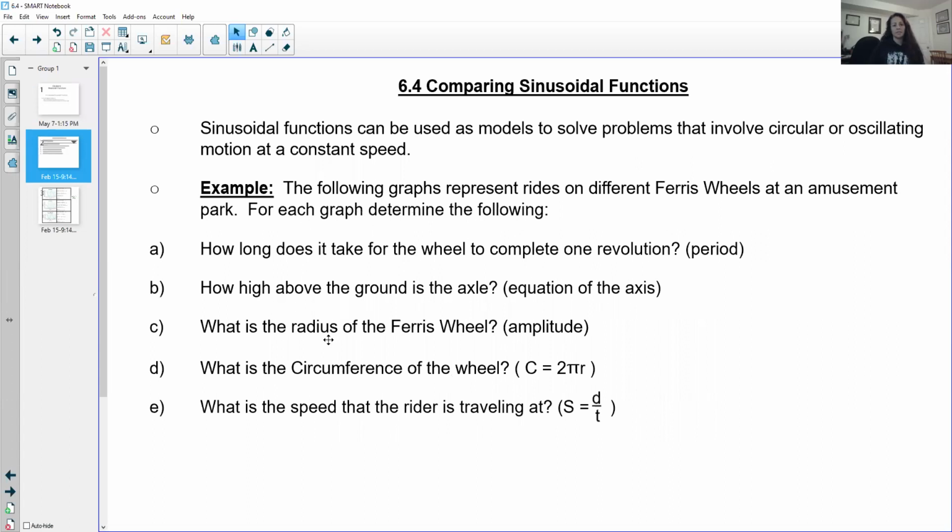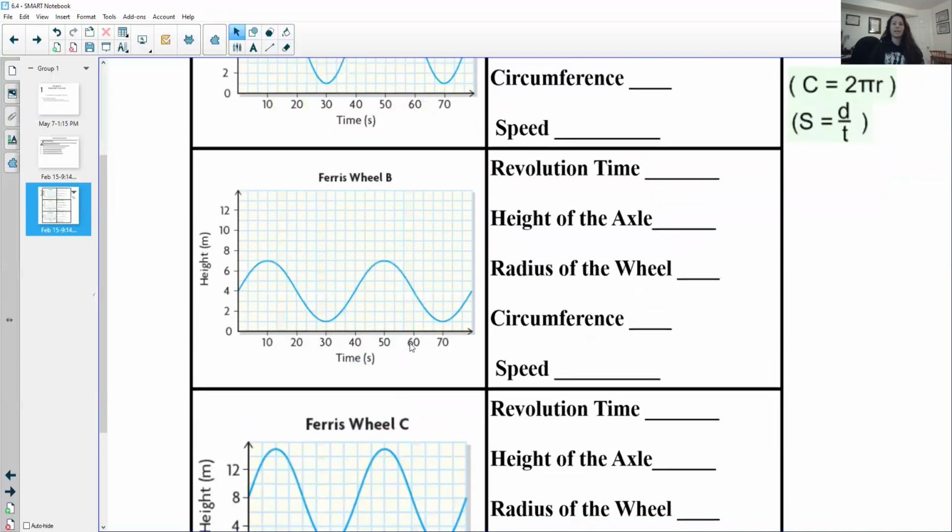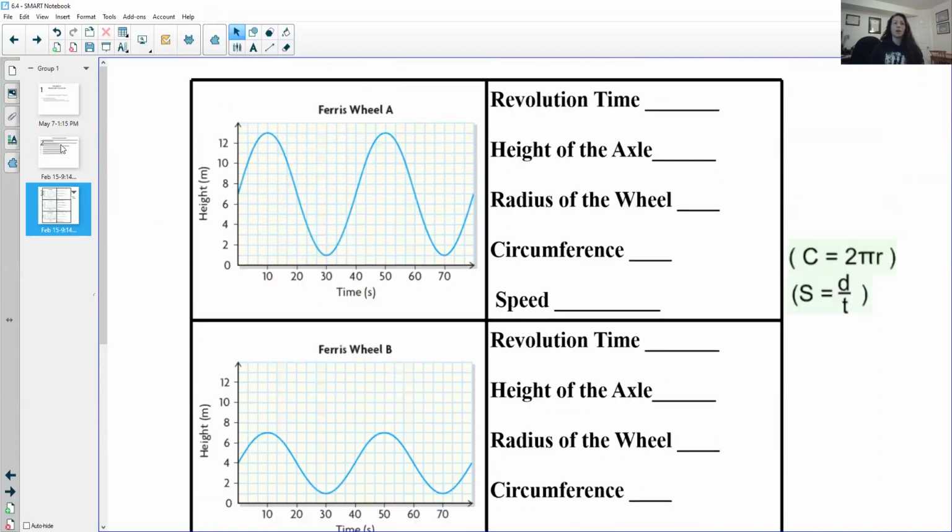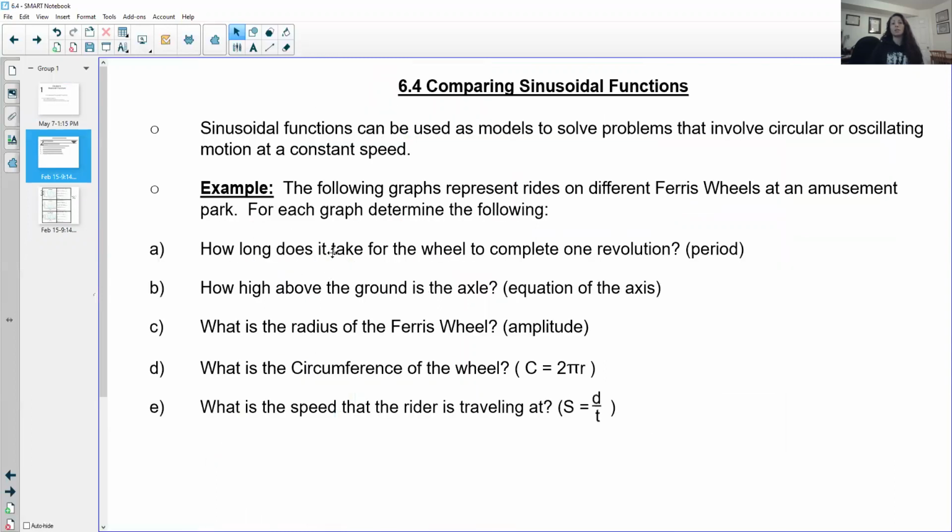Essentially all we're doing is looking at a Ferris wheel that is rotating around, and we're going to look at how long it takes for the Ferris wheel to complete a full cycle and things like that. So I've got 3 different graphs on my next slide, each one describing a different Ferris wheel. We need to figure out how long it's going to take for the Ferris wheel to go around once.